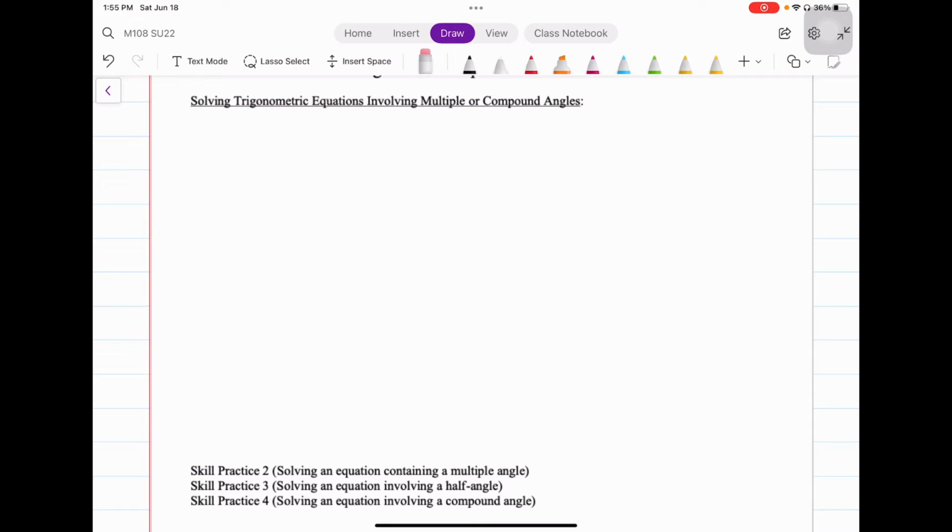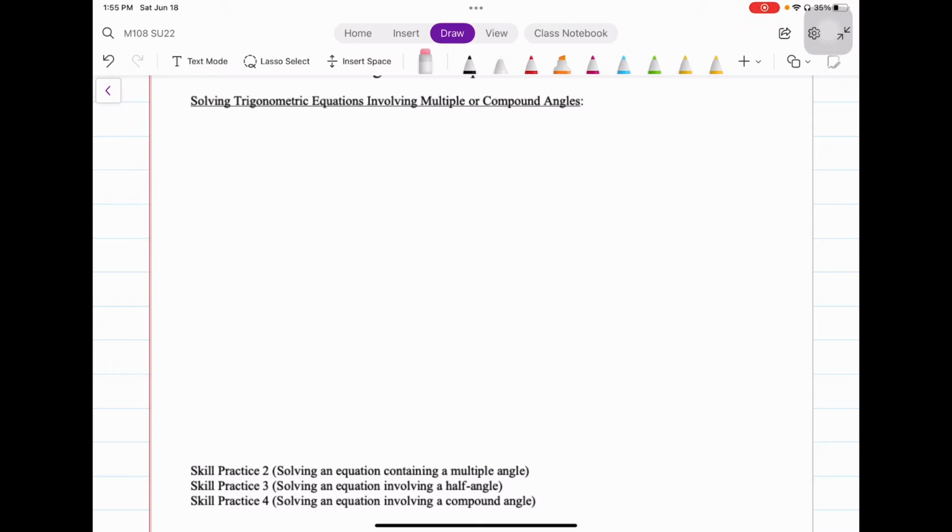What about solving trigonometric equations involving multiple or compound angles? For example, it's not just a straightforward question of when does cosine of x equal root 2 over 2? You're looking at something that looks like a more standard equation where you have, say, sine of x minus root 3 equals 0, something like that. So you need to write the solution set for a general solution, and you need to write a solution set on the interval.